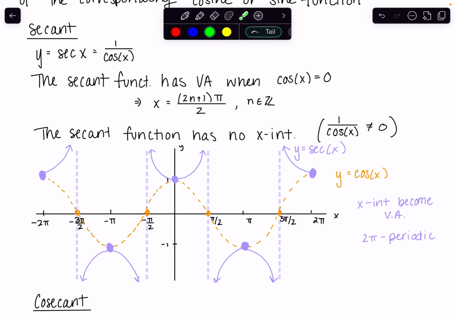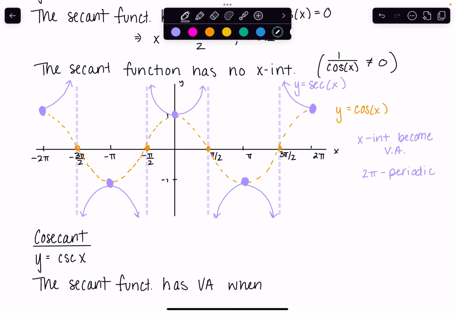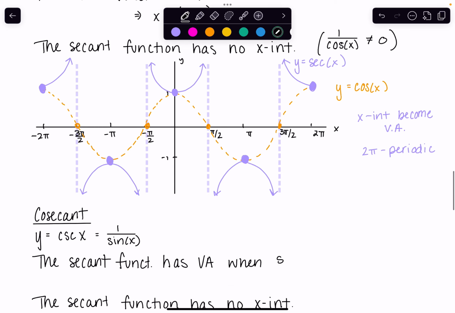Okay. To graph cosecant, same exact thing. You're just dealing with the sine function now. So y equals cosecant of x is 1 over sine of x. This is undefined when sine of x is equal to 0. So that happens at all of those multiples of pi. Just like the secant function, the cosecant function has no x-intercepts because there is no way that this fraction can equal 0.